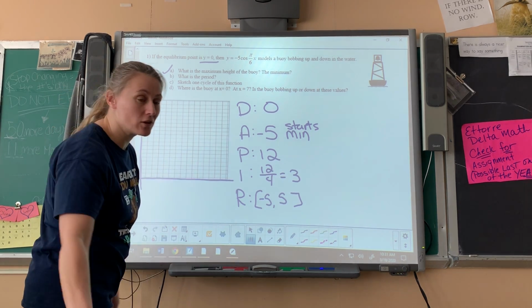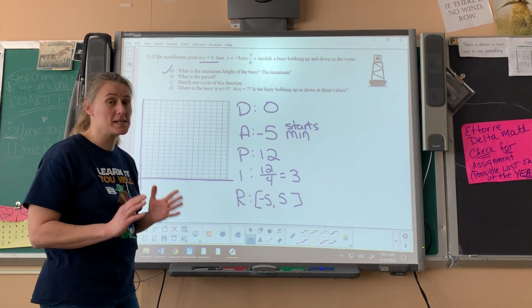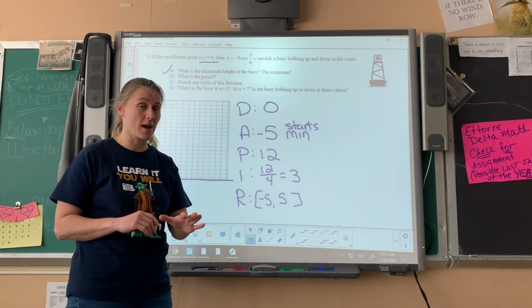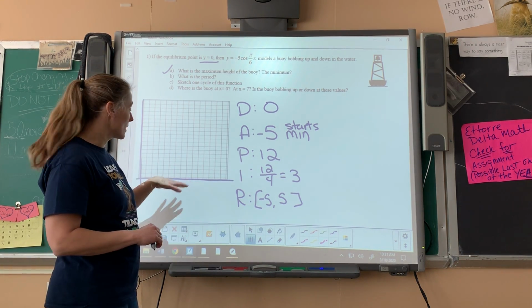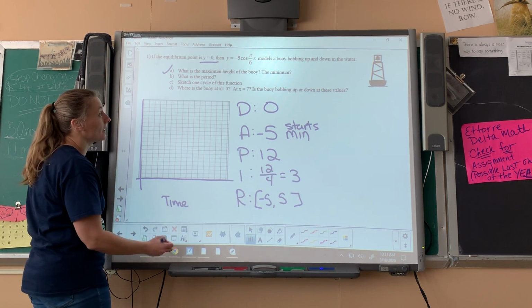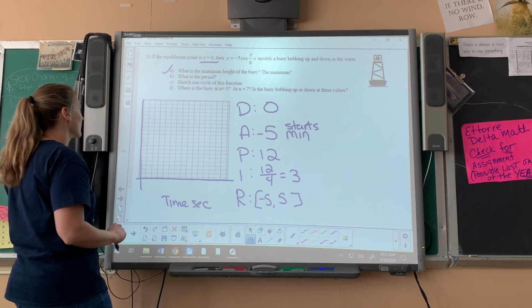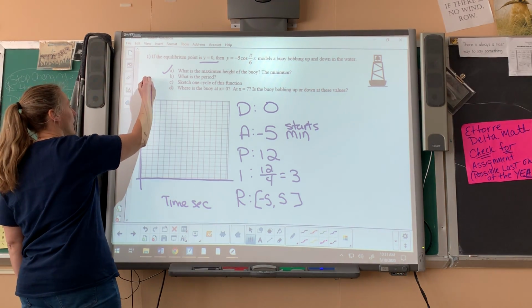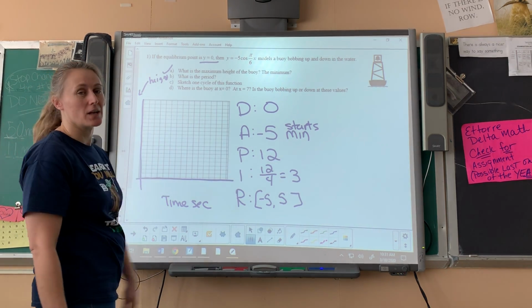So a couple things you have to know when they ask you to sketch one cycle. One, it's a sketch, so you don't have to be crazy, but you do need the 5 key points correct. And you should label the X and Y axis. So the X here is time, and we're going to say in seconds. And this side over here, I didn't do, this is height, or depth, or whatever.